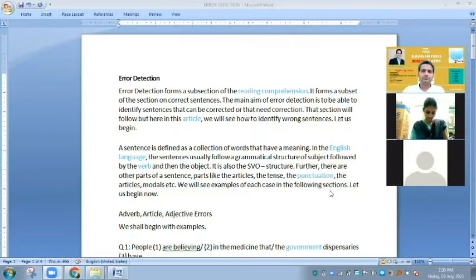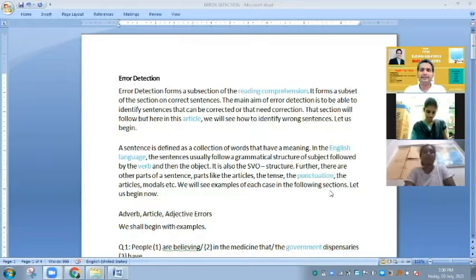Well, let's take a look at today's topic. It's error detection, which is one of the aspects that is to be covered under this Indian Air Force syllabus for AFCAT or any other examination. Usually, error detection forms a subsection of the reading comprehension. It forms a subset of the section on correct sentences. The main aim of error detection is to be able to identify sentences that need correction. That section will follow, but here in this article we'll see how to identify wrong sentences.